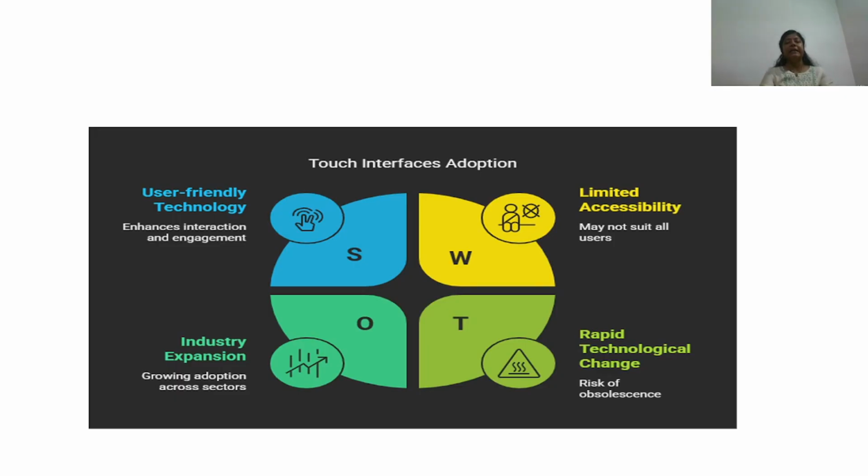Now, considering the parameters we just discussed, we are focusing on touch interface adoption and how it can be represented using a SWOT analysis. It focuses on strengths, weaknesses, opportunities and threats. The strength of touch interface adoption is user-friendly technology. The weakness is limited accessibility. The threat is rapid technological change. And the opportunity is industry expansion.